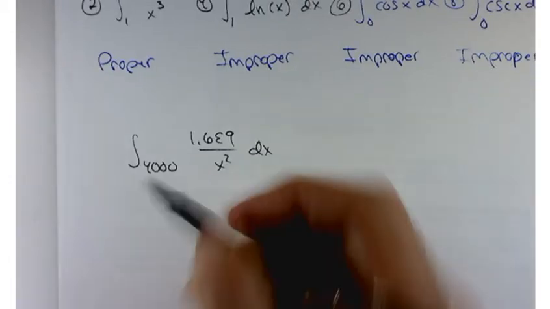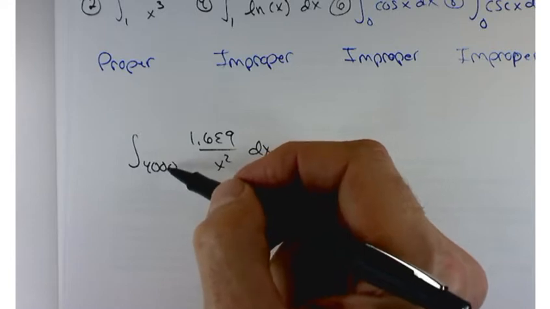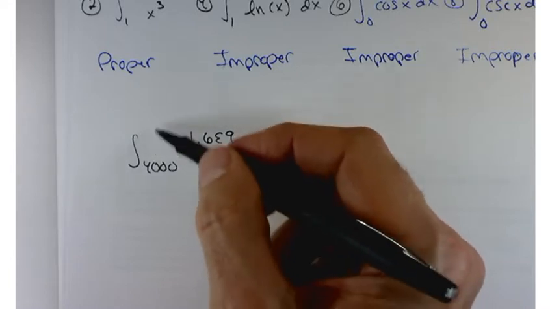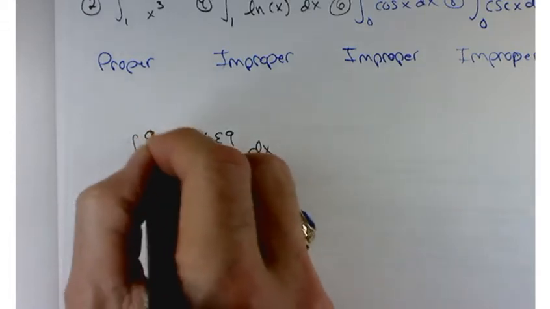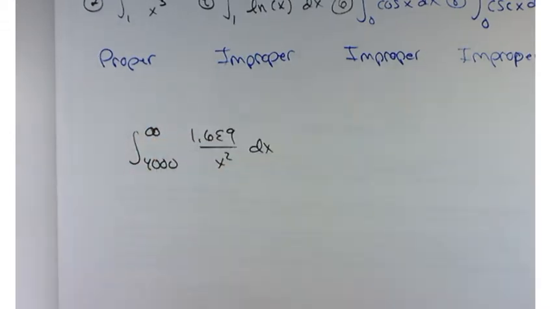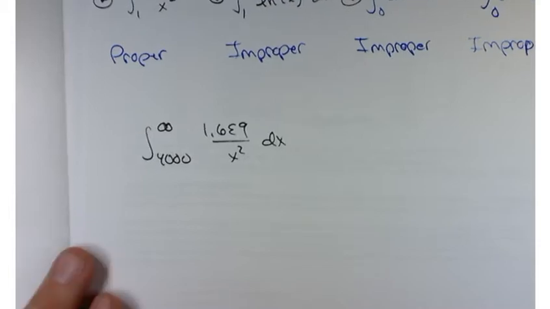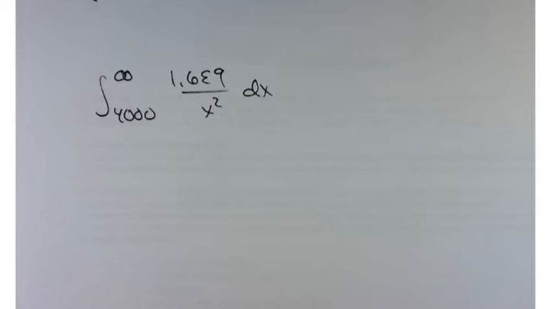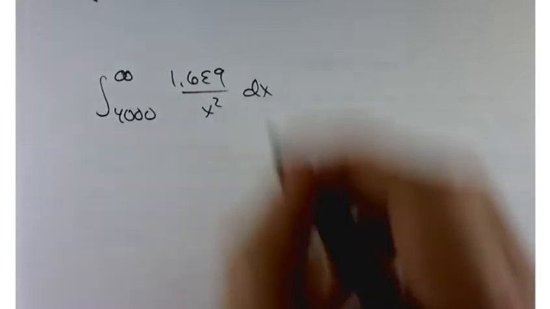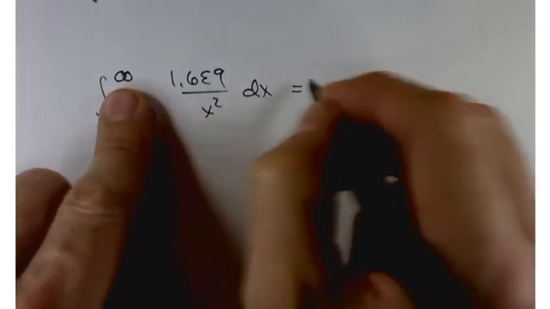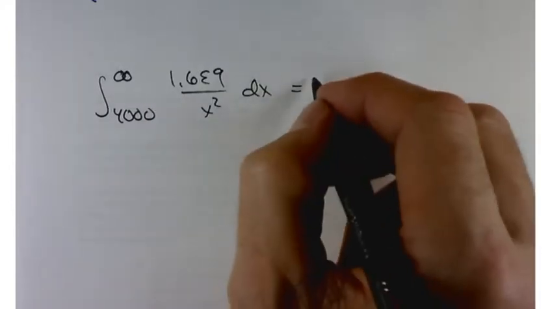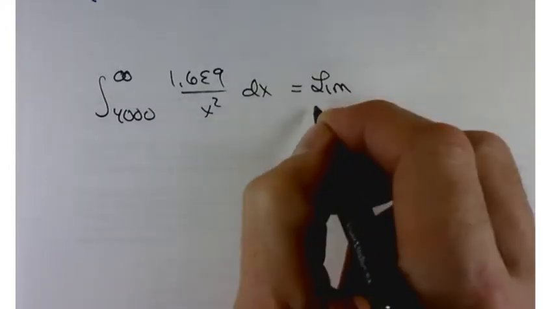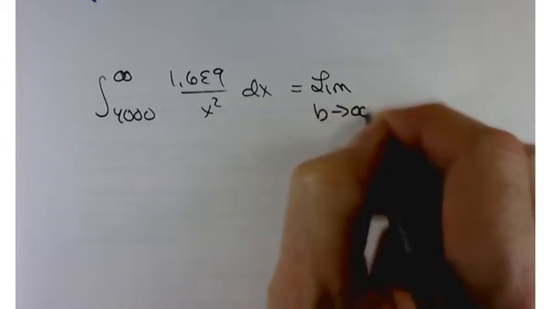But instead of going from 4,000 all the way up to like 4,100 or something like that, what if we wanted to push this out into the deepest, darkest depths of space? Find out how much work is done just pushing it out to essentially infinity. Well, the way we're going to work this is to handle infinity. I'm going to make a temporary little replacement here. So I'm going to write that as the limit as b approaches infinity.